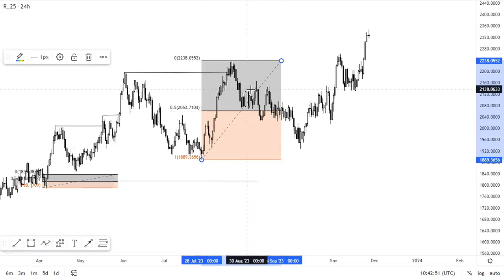We had this short-term BMS to the upside, which is actually a liquidity, and people will want to continue the buy from this place. But as you can see, we are inside a premium. We are still inside a premium. So you shouldn't even be looking for a buy around here.